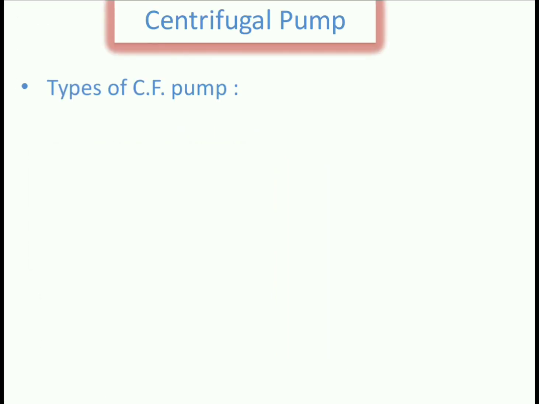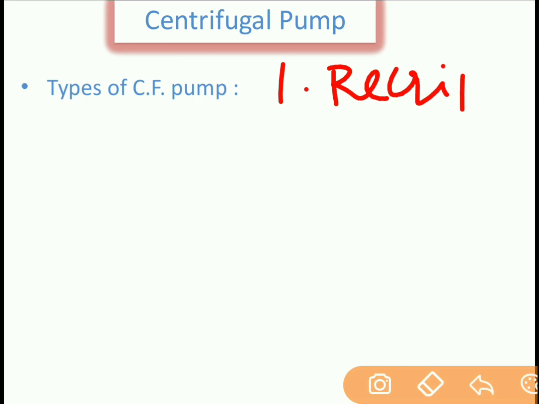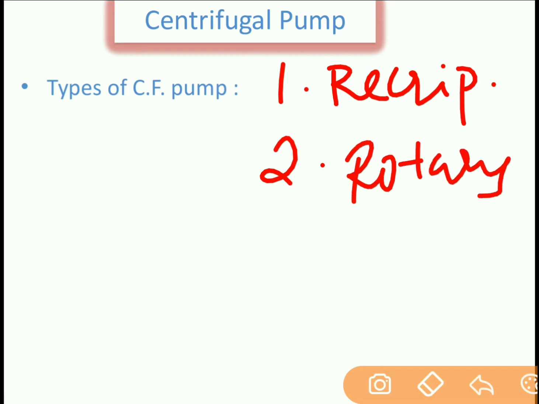Next is centrifugal pump. So we have covered two types of pump. First is reciprocating pump and second is rotary pump. Both these pumps have three varieties. Reciprocating pump is divided into piston, plunger and bucket pump. Rotary pump is divided into screw, vane and gear pump. Now the third category is centrifugal pump.